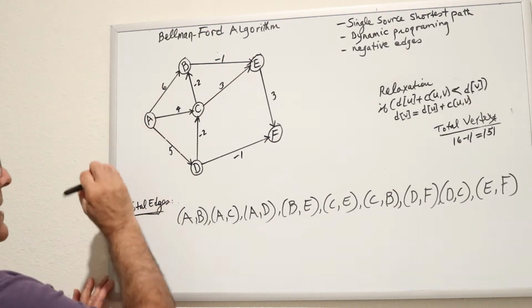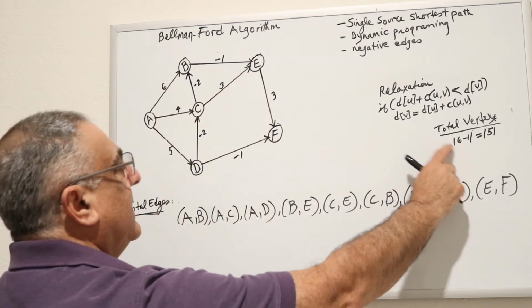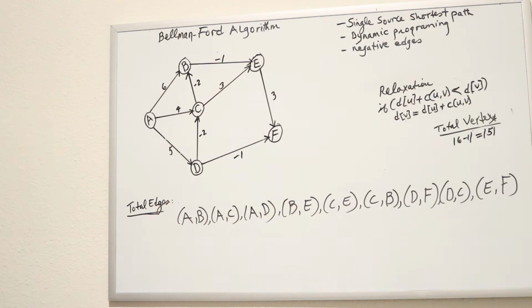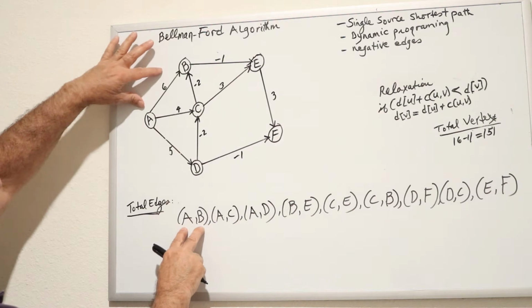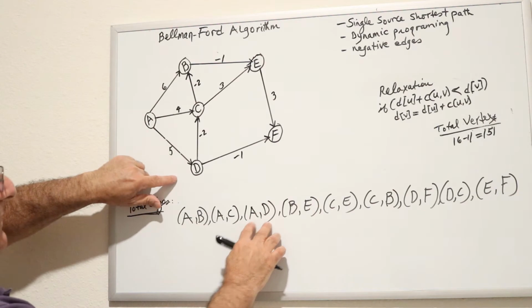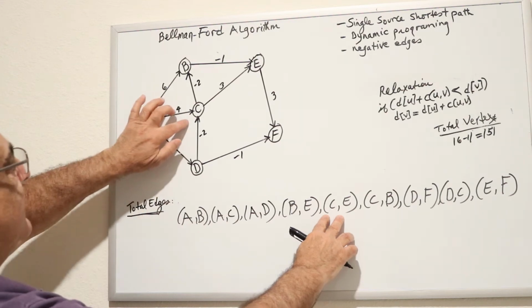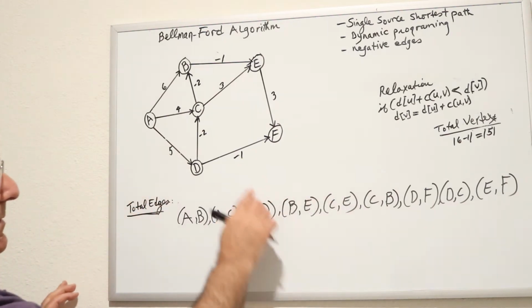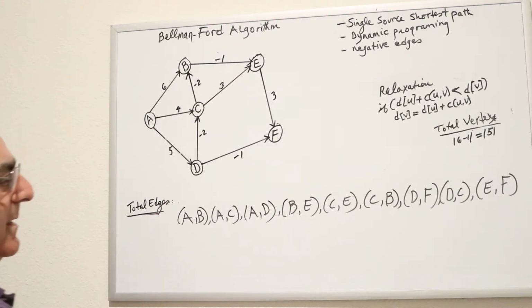We have 6 vertices, so we're going to go 6 minus 1, so we're going to go through these edges 5 times. If you look back here, these are the edges: A to B, A to C, which is 4, A to D, which is 5, B to E, -1, C to E is 3, C to B is -2, then D to F, D to C, and E to F. That's it. Those are the edges.